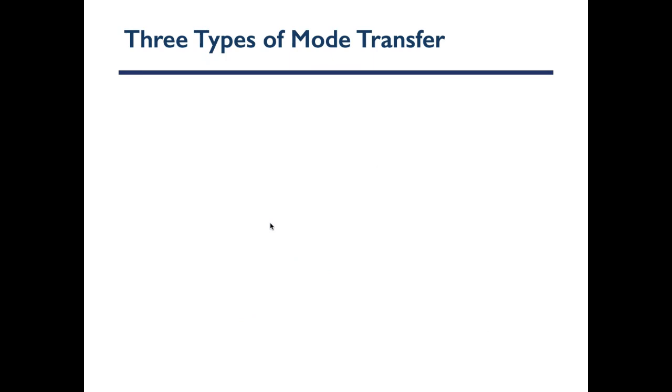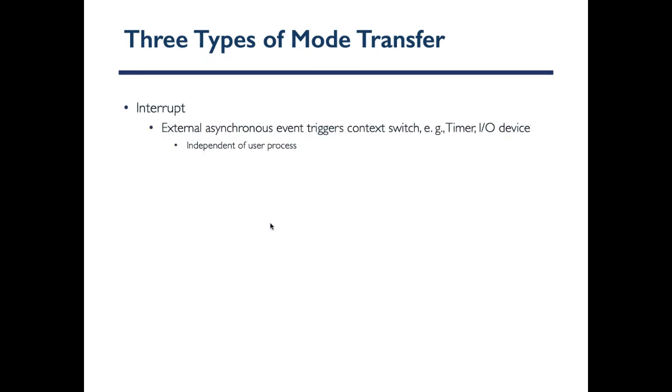So there are three types of mode transfer. The first one is interrupt. This is an external and asynchronous event that would trigger context switching. For example, the timer could expire. I/O devices could interrupt. Let's say a network packet has come, and then the NIC will interrupt. So this is the first one.